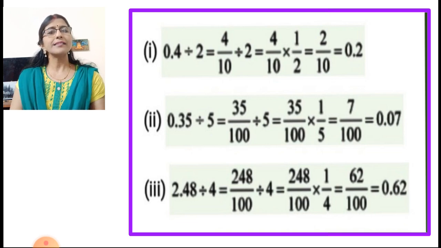Next one, 0.35 divided by 5. Here you can see there are two decimal places. So we'll have to multiply numerator and denominator by 100. When you multiply by 100, 0.35 will become 35, and in the denominator we'll get 100. 35 upon 100 divided by 5. And then the next step will be 35 upon 100. Division will become multiplication, and the reciprocal of 5 is 1 upon 5. And that is written.